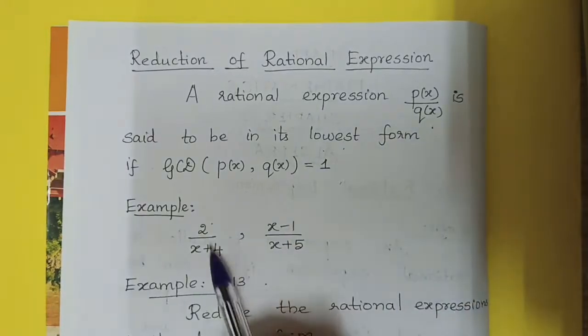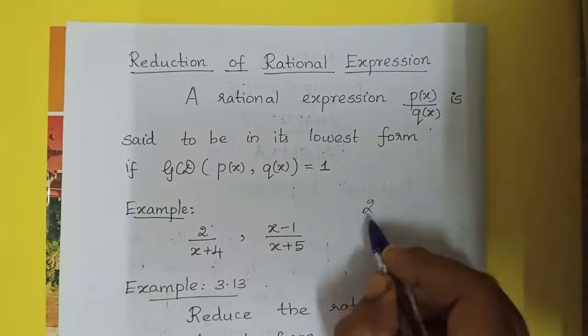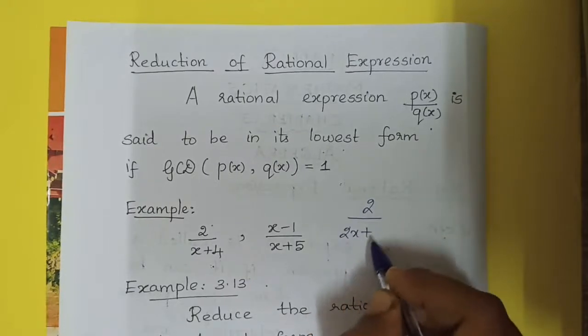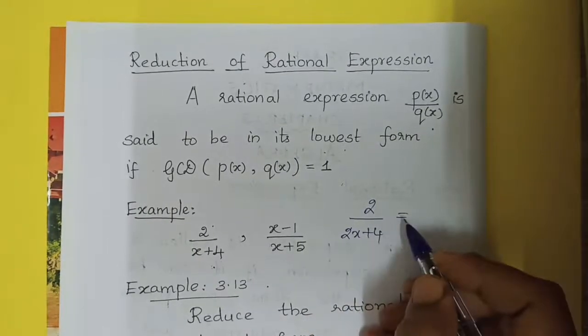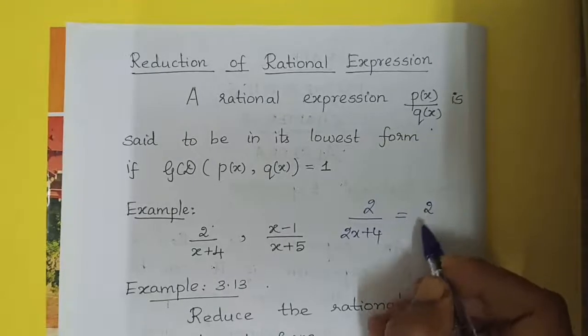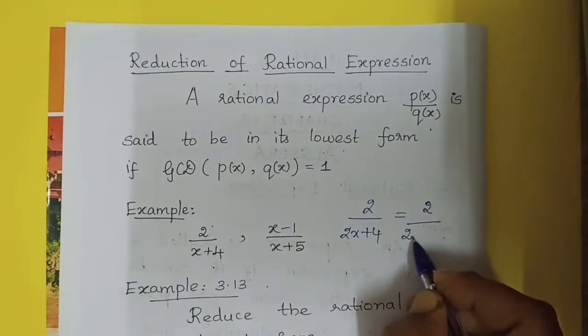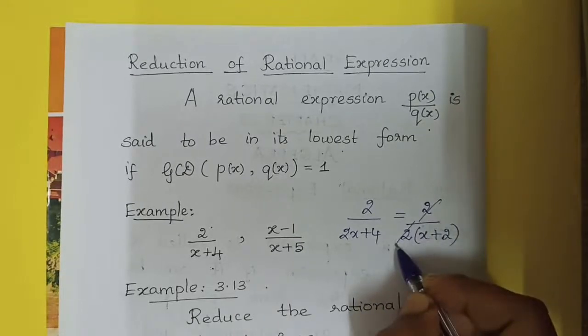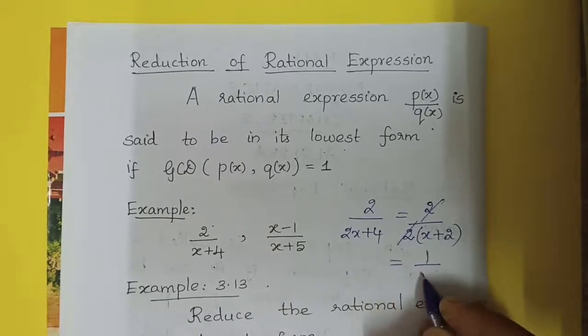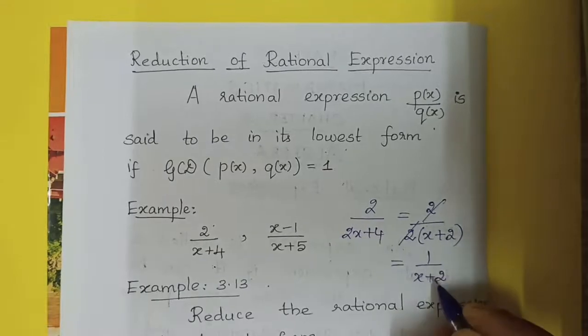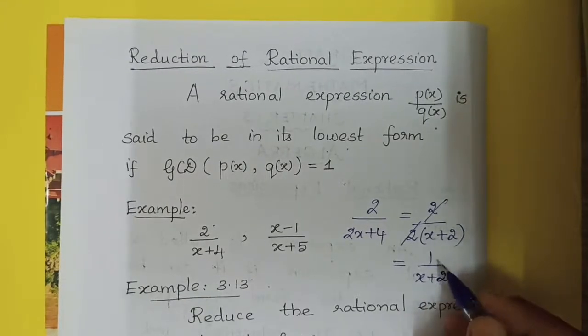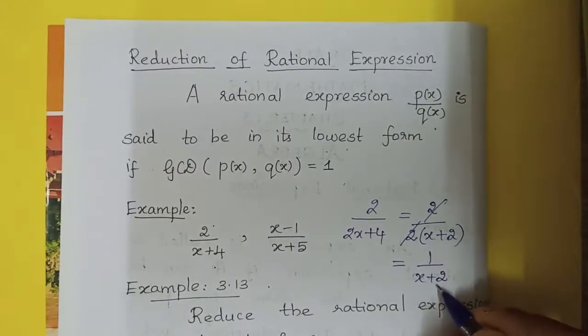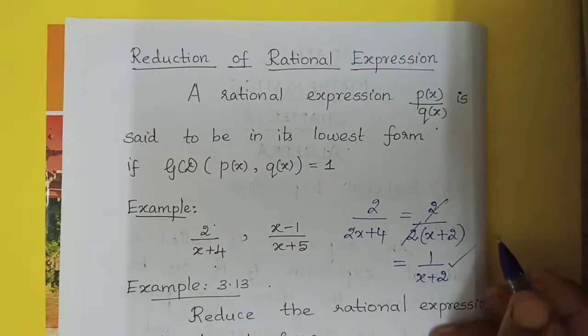See here, 2 and x plus 4. Is there any common number? No. Sometimes, 2 by 2x plus 4 has one common term. What is that? Here we can take 2 outside, so 2 times x plus 2. This 2 and this 2 we can cancel, and then it is 1 by x plus 2. So here there is no common value. The GCD of 1 and x plus 2 is 1, so this is in reduced form.